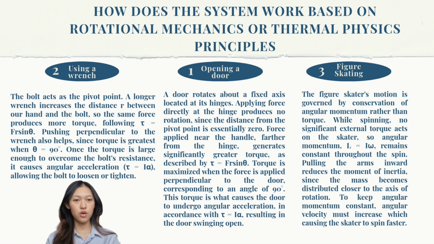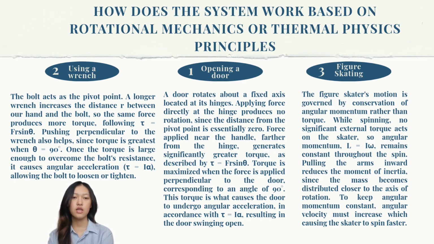That's because torque actually depends on how far the force is from the pivot point. The farther out we push the door, and the more perpendicular the push is, the more torque we generate, which can be described by the formula tau equals F r sine theta.